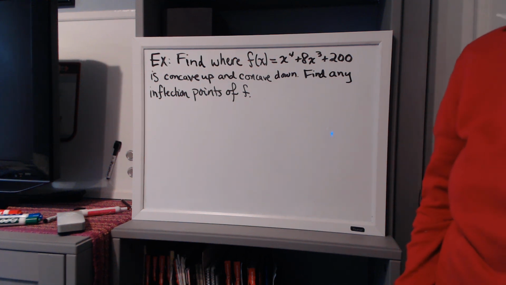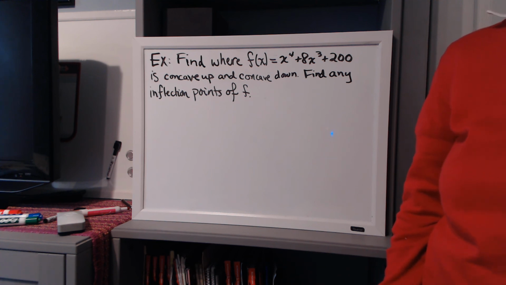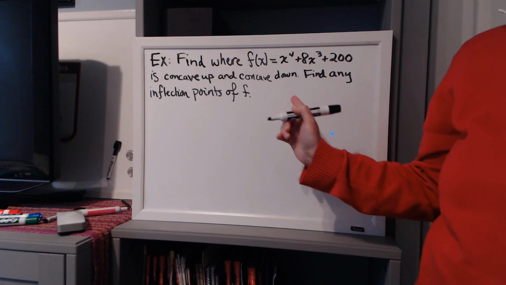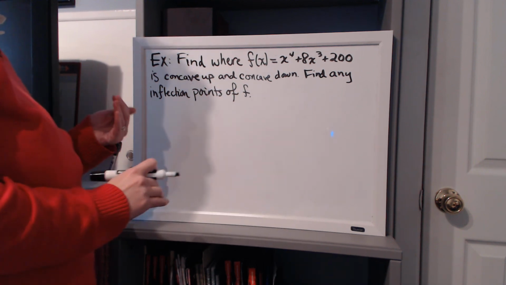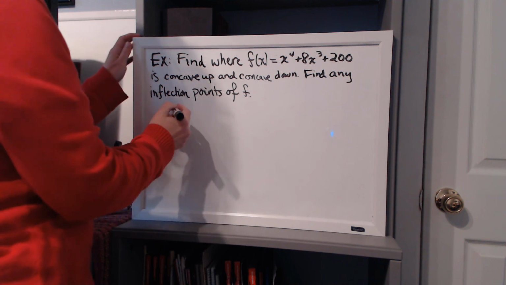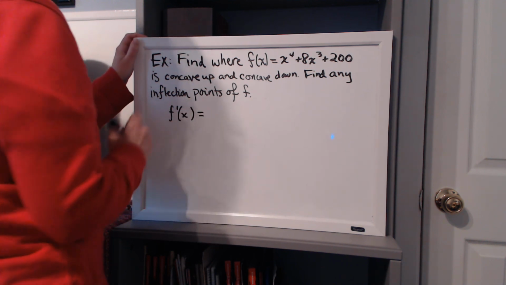Today's first video example for section 3.4 about concavity. We're going to find where f of x equals x to the fourth plus 8x cubed plus 200 is concave up and concave down. And we're going to find any inflection points. Now for concavity, what we're looking at is where the second derivative is positive and where the second derivative is negative. So we're going to start by finding the first derivative on our way to finding the second derivative.